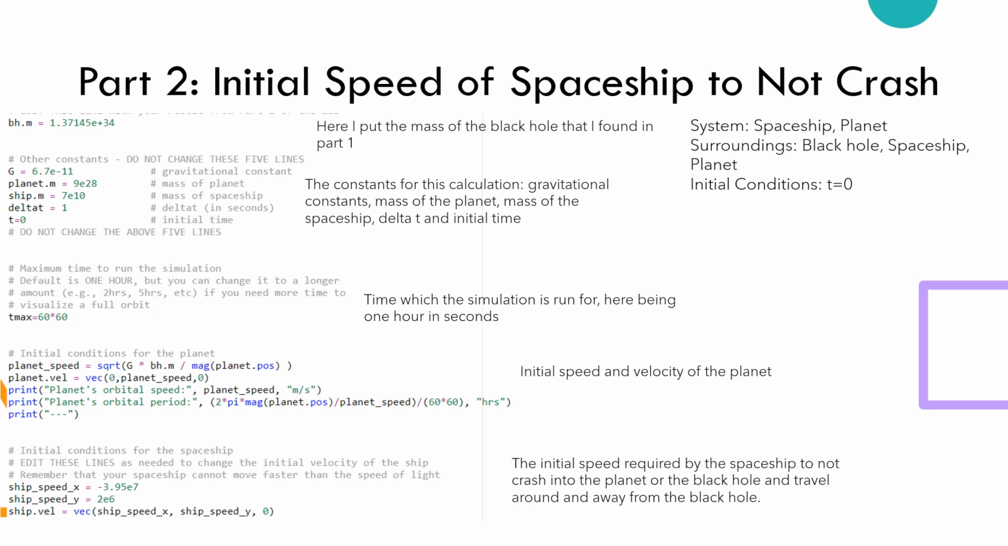The initial speed required by the spaceship not to crash into the planet or the black hole and travel around and away from the black hole is as shown. These are the values that I was able to obtain from trial and error. The system is the spaceship and the planet, and the surroundings is the black hole, because the spaceship and the planet both have gravitational attractions towards each other. The initial conditions is 0.